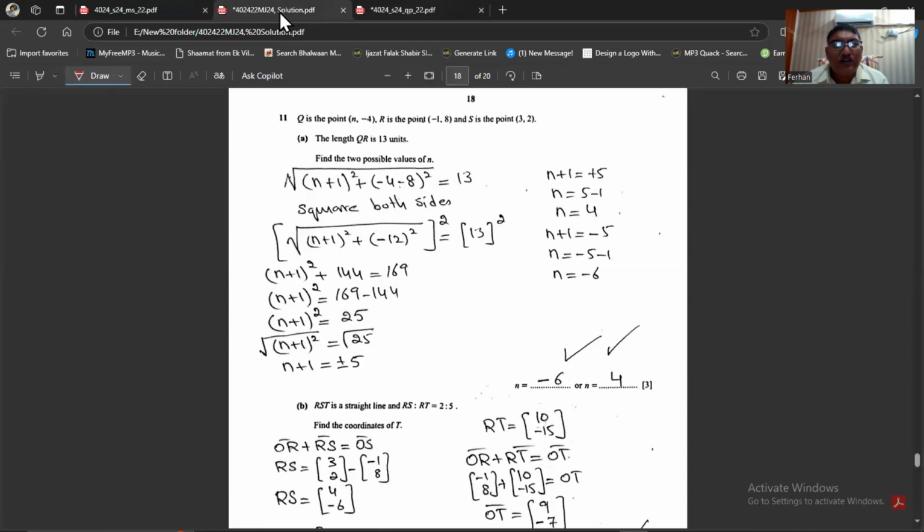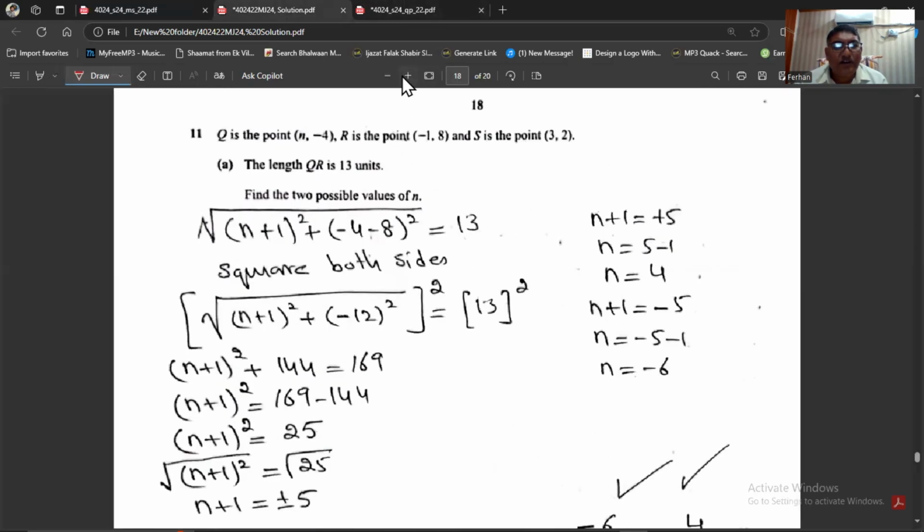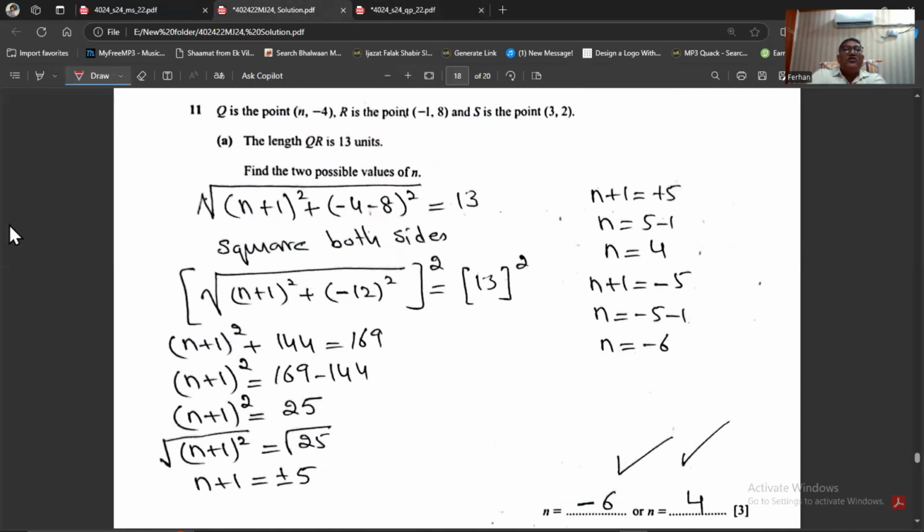Okay, so question number 11, we are going to attempt it. A part is a 3 marks question. So here we go. So Q and R, the distance formula is the square root of (x2 minus x1) whole square plus (y2 minus y1) whole square. So (n plus 1) whole square plus (minus 4 minus 8) whole square, so this is (n plus 1) whole square plus (minus 12) whole square, and that equals 13.